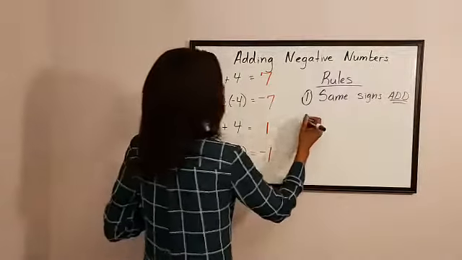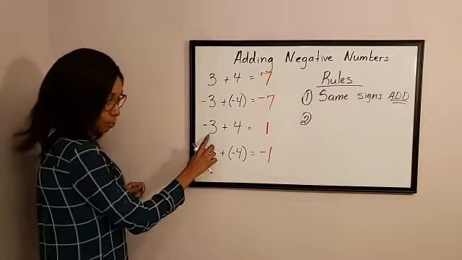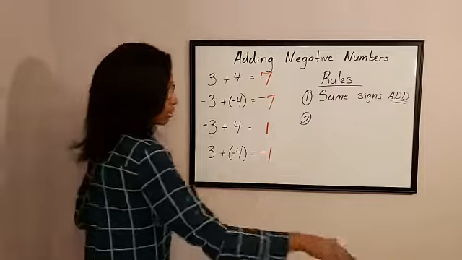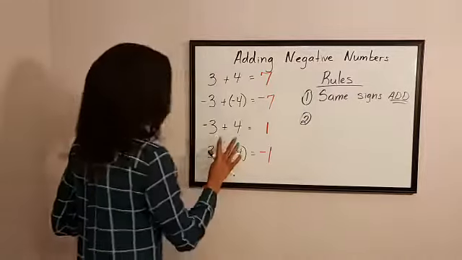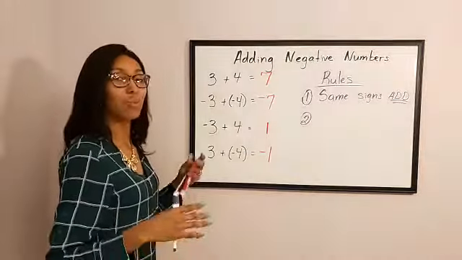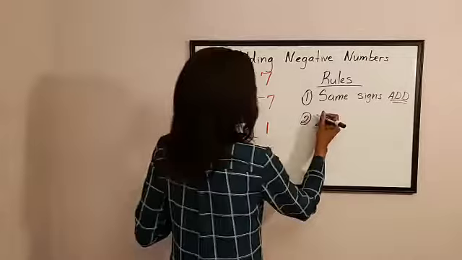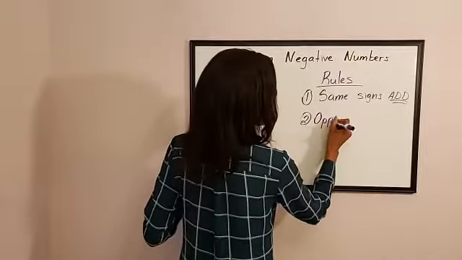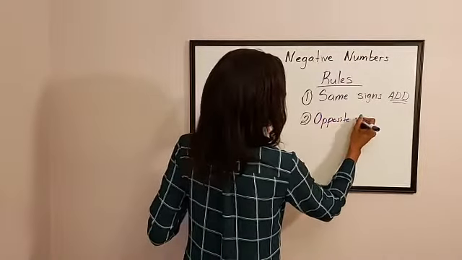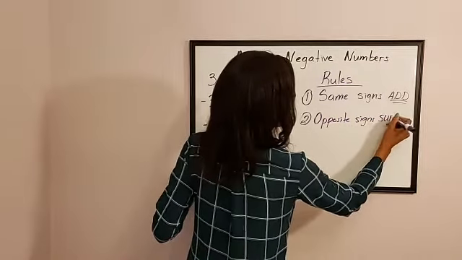Okay? Rule 2. Nice and simple. Here, one is a positive number and one is a negative number. If you have what we call opposite signs, one's a positive and one's a negative, now we subtract, okay? So our opposite signs, subtract. Opposite signs, we get to subtract.